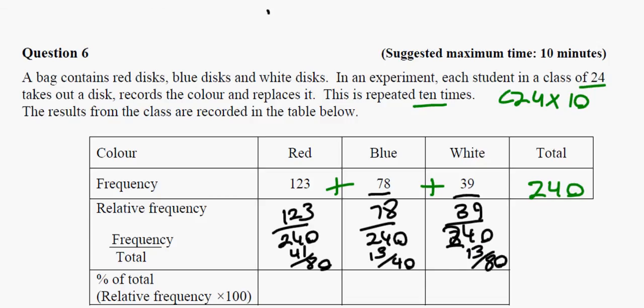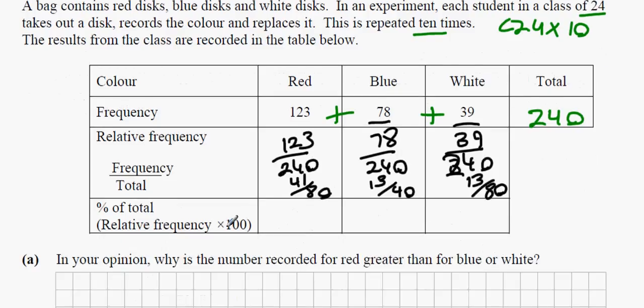Now, to get the percentage, we need to multiply these by 100. So just multiply them by 100. And what we're going to get is 51.25%. The next one is 32.5%. Now remember, all three of these have to add up to 100% because there are only three outcomes, so they all have to add up to 100% when you add them together. And the last is 16.25%. So they actually all do add up to 100%.